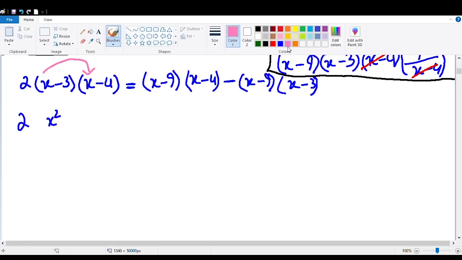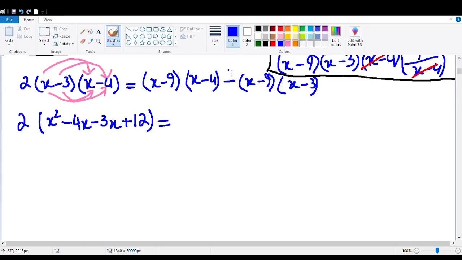When you multiply this x with minus 4, we'll get minus 4x. When we multiply minus 3 with x, we'll get minus 3x. When we multiply minus 3 with minus 4, we'll get plus 12. And there'll be a bracket right here.